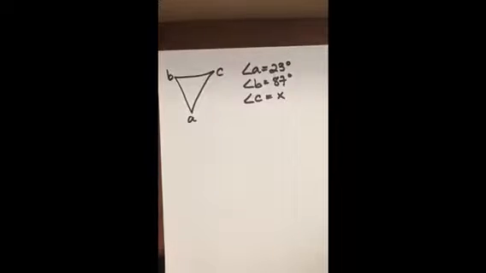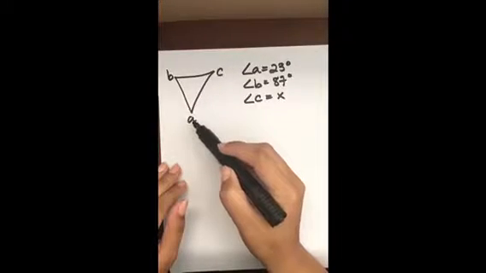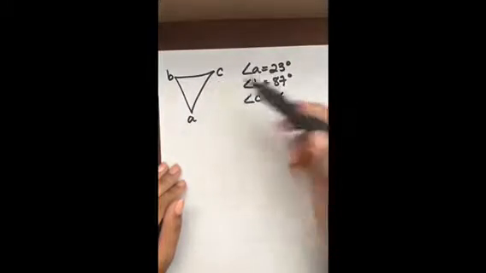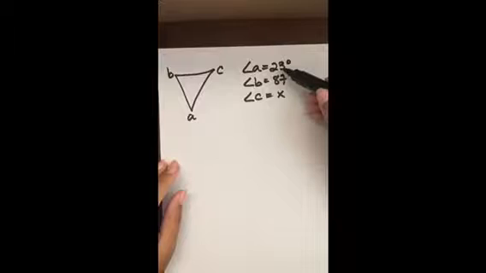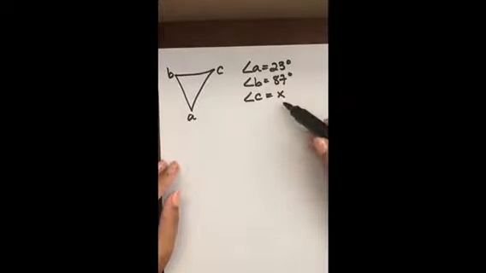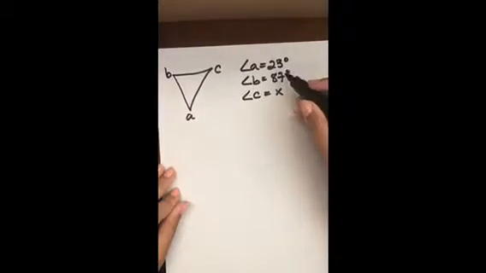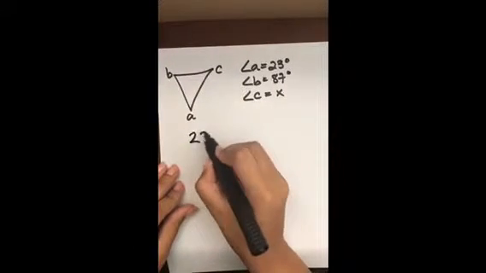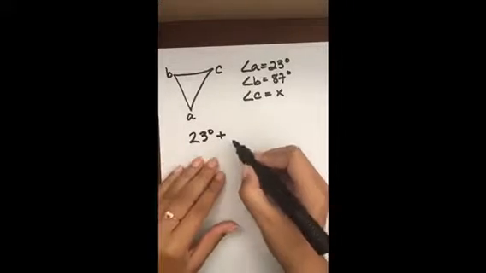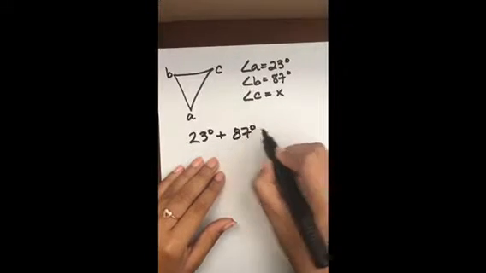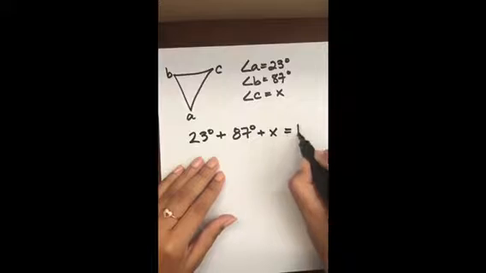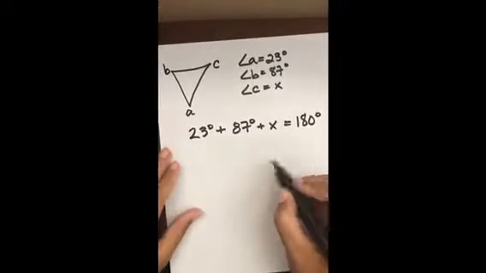We can also use this formula to solve what a missing angle is. For example, in this triangle, we have angle A, B, and C. For this example, we will say that angle A equals 23 degrees, angle B equals 87 degrees, and we are trying to find the measurement of angle C. We will then use this information to put into our formula. So we will say that 23 degrees plus 87 degrees plus x should equal 180 degrees.